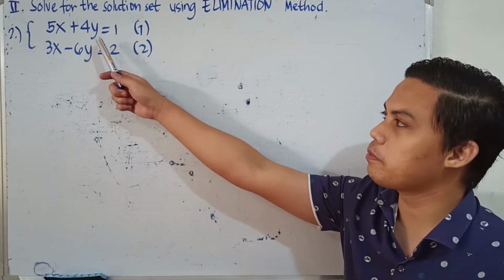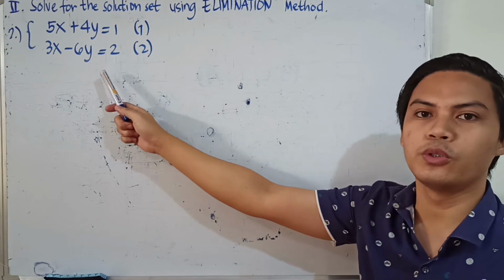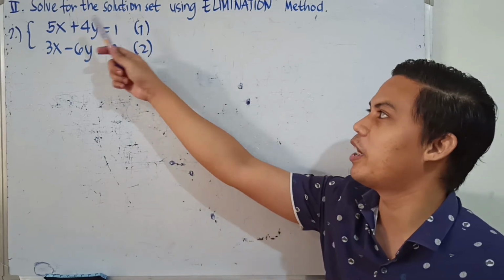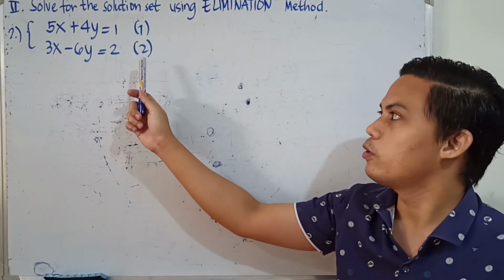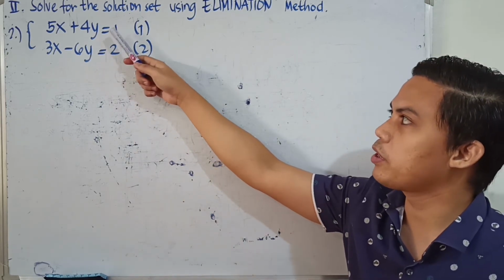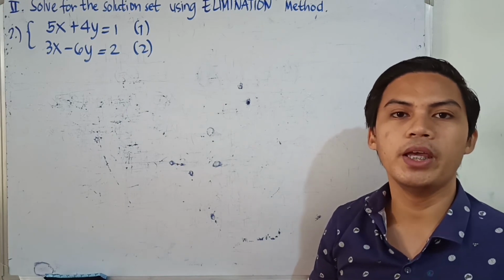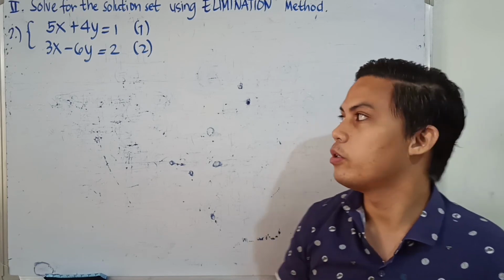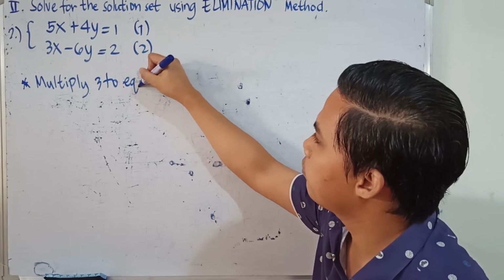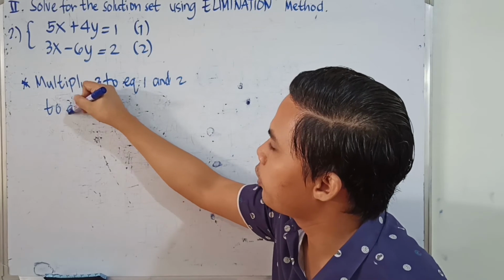We will now have our last example. So we have 5x plus 4y is equal to 1. And 3x minus 6y is equal to 2. So kung mapapansin natin, wala agad tayong ma-eliminate dito sa given na equations natin. So yung una natin gagawin is that we're going to multiply two numbers sa equation 1 at saka equation 2, nang sa ganun, magkaroon tayo ng variable na pwede nating ma-eliminate. So how are we going to do that one? So we're going to multiply 3 to equation 1 and 2 to equation 2.